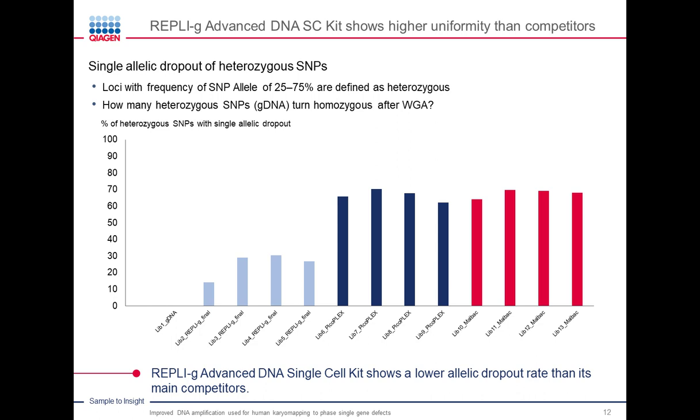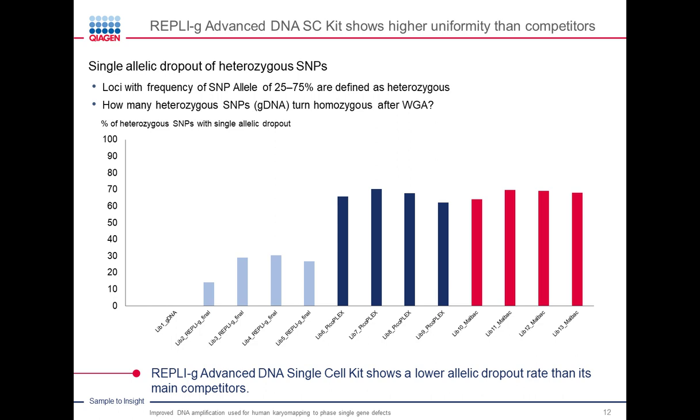In this experiment, we're looking at the allelic dropout. The way that we've looked at the allelic dropout is to use the genomic DNA as a reference. And we're looking at single allelic dropout of heterozygous SNPs. We defined a loci with a frequency of a SNP allele between 25 to 75% as heterozygous.